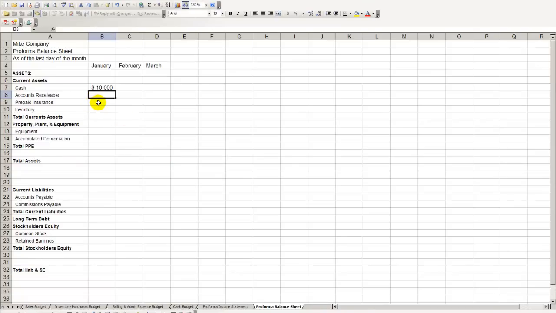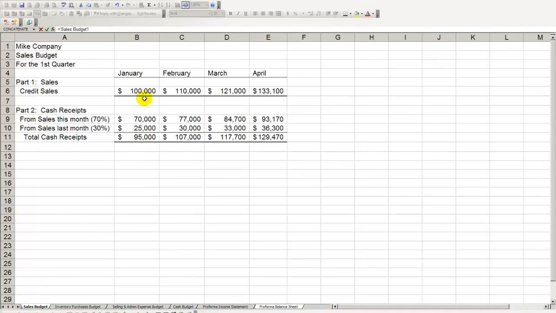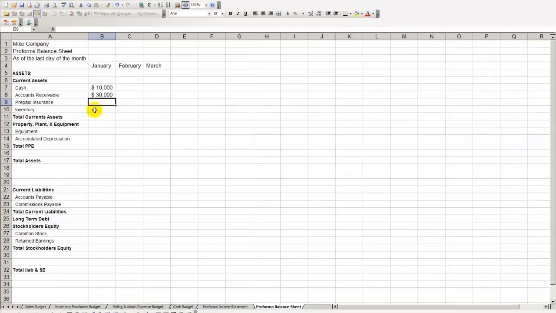The balance of accounts receivable in January is the amount of sales we expect that we have earned but not collected yet. That's information we'll have already calculated in the sales budget, part 2 of your sales budget. We had $100,000 worth of sales. You collected $70,000. The remaining $30,000 is the balance that you're owed at the end of January. That's the balance of accounts receivable.